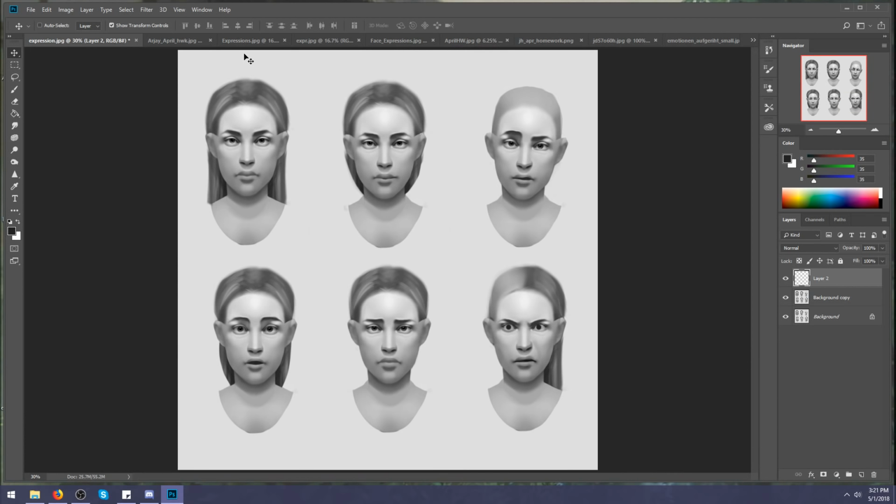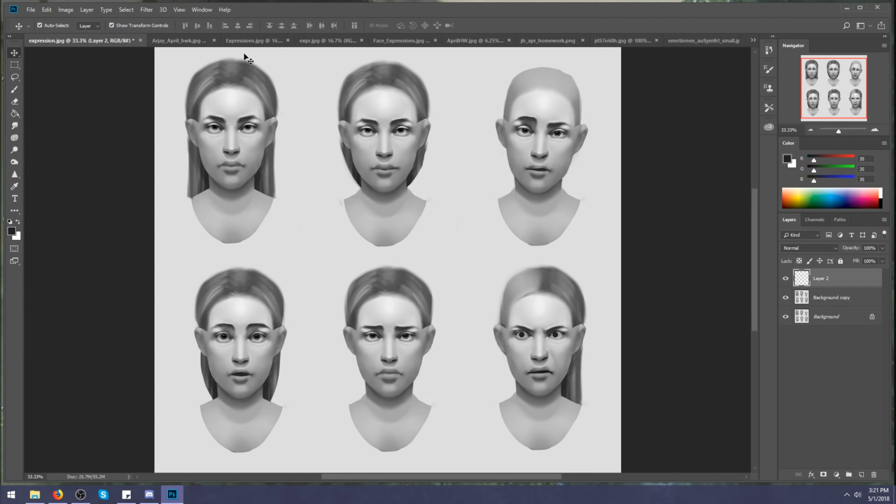Head tilt is a wonderful way to express. Everyone forgets about the head tilt. I love how you didn't forget about it here.